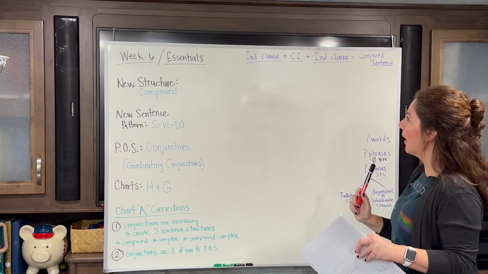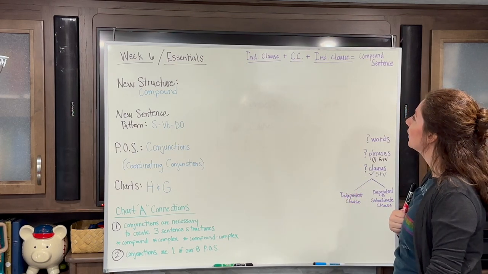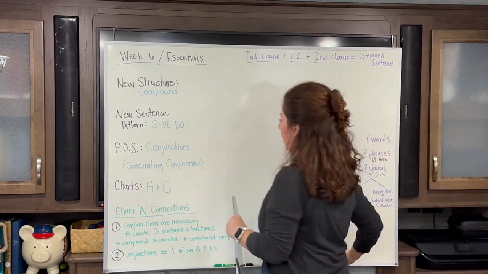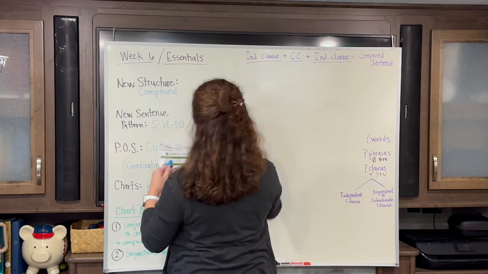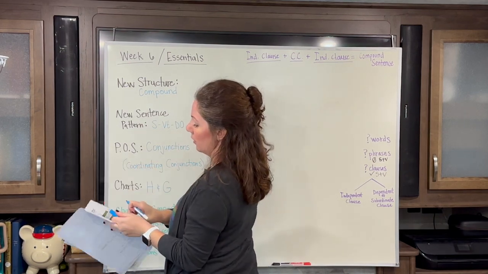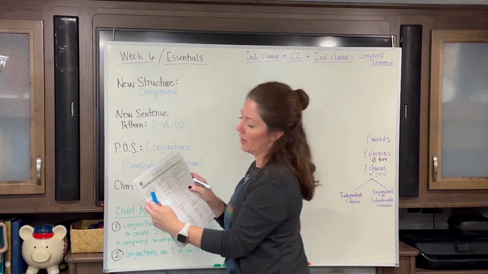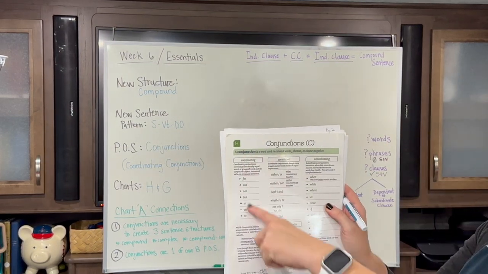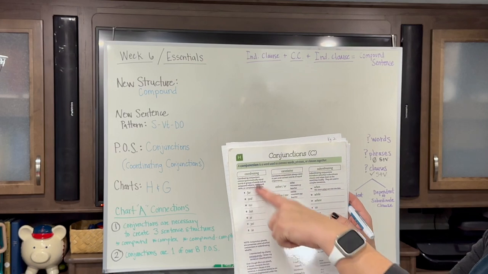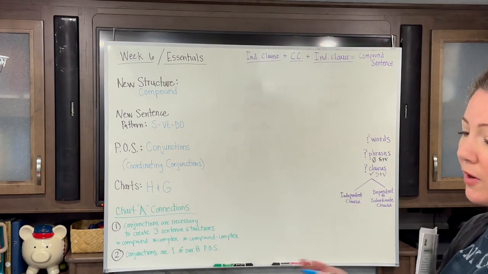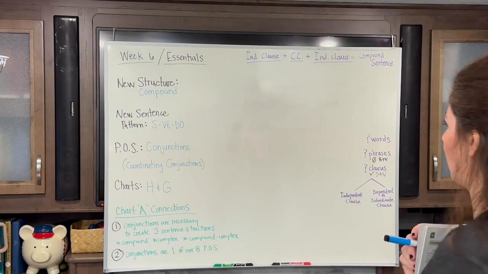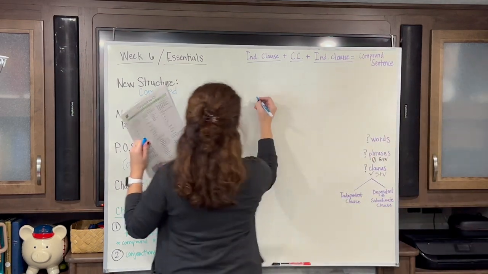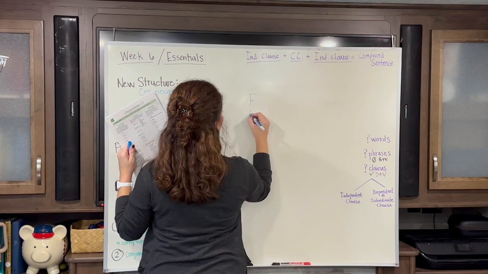And what are our coordinating conjunctions? They're going to be the first conjunctions listed on our chart H. I don't know if you can see that very well. If you have your chart H out, they're going to be the first ones listed on your chart H, your coordinating conjunctions. And we do have a little song for our coordinating conjunctions. We'll go ahead and write these up here. These are our FANBOYS.